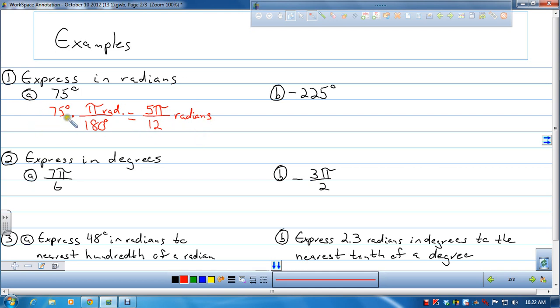Okay? So all we did was take 75 and divide by 180. It simplifies to 5 over 12. Do not round pi to 3.14. We want to leave it exact, so we will simply leave pi in our calculation. So if you want to right now, maybe pause and go do B on your own. I'll give you a second to do that.